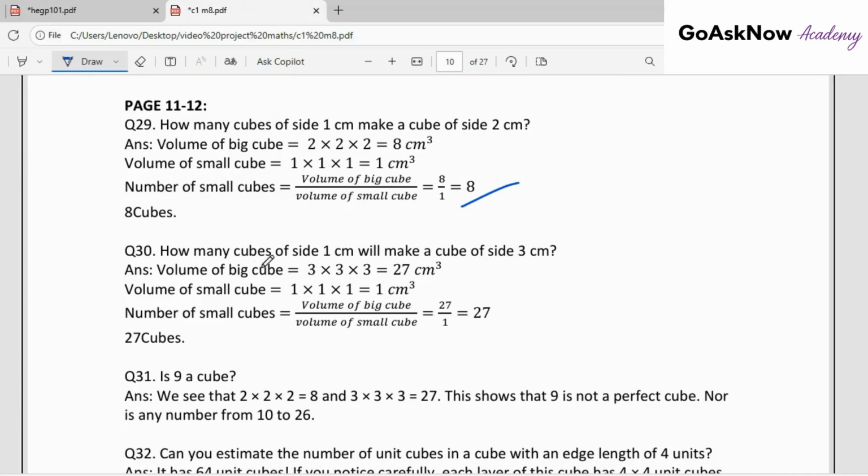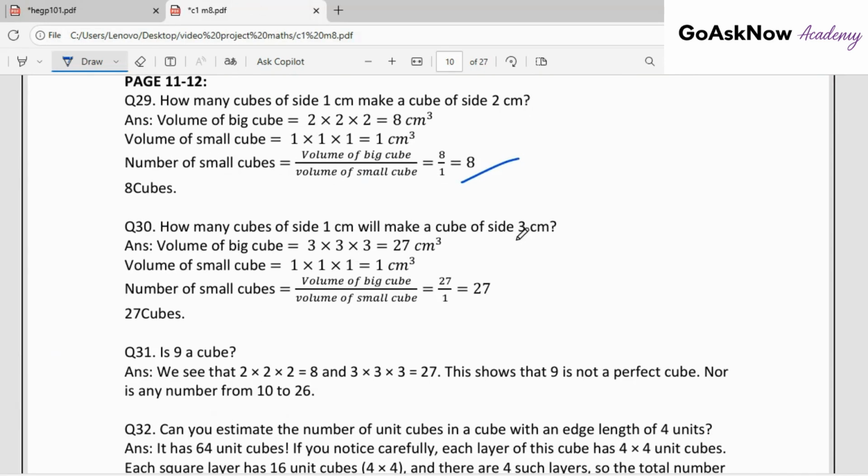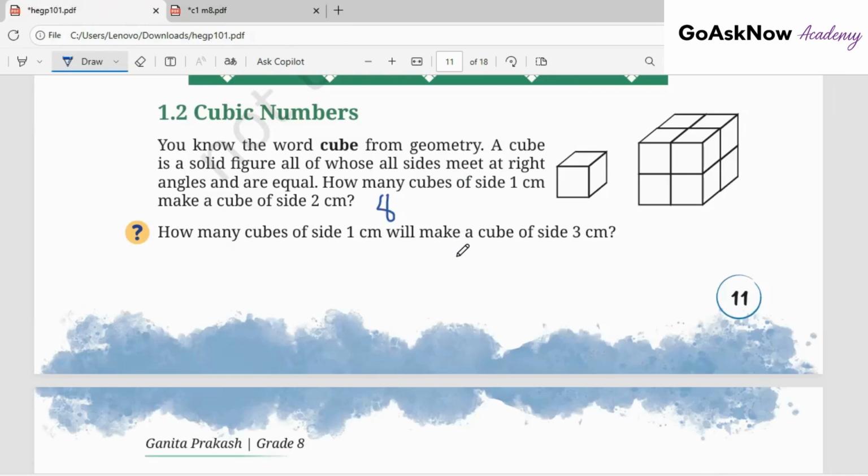Next, how many cubes of side 1 centimeter will make a cube of side 3 centimeter? Volume of big cube is equal to 3 into 3 into 3, which is equal to 27 centimeter cube. Next, volume of small cube 1 into 1 into 1 is equal to 1 centimeter cube. Number of small cubes is equal to volume of big cube divided by volume of small cube, which is equal to 27 divided by 1, which is 27 cubes. The answer is 27 cubes.